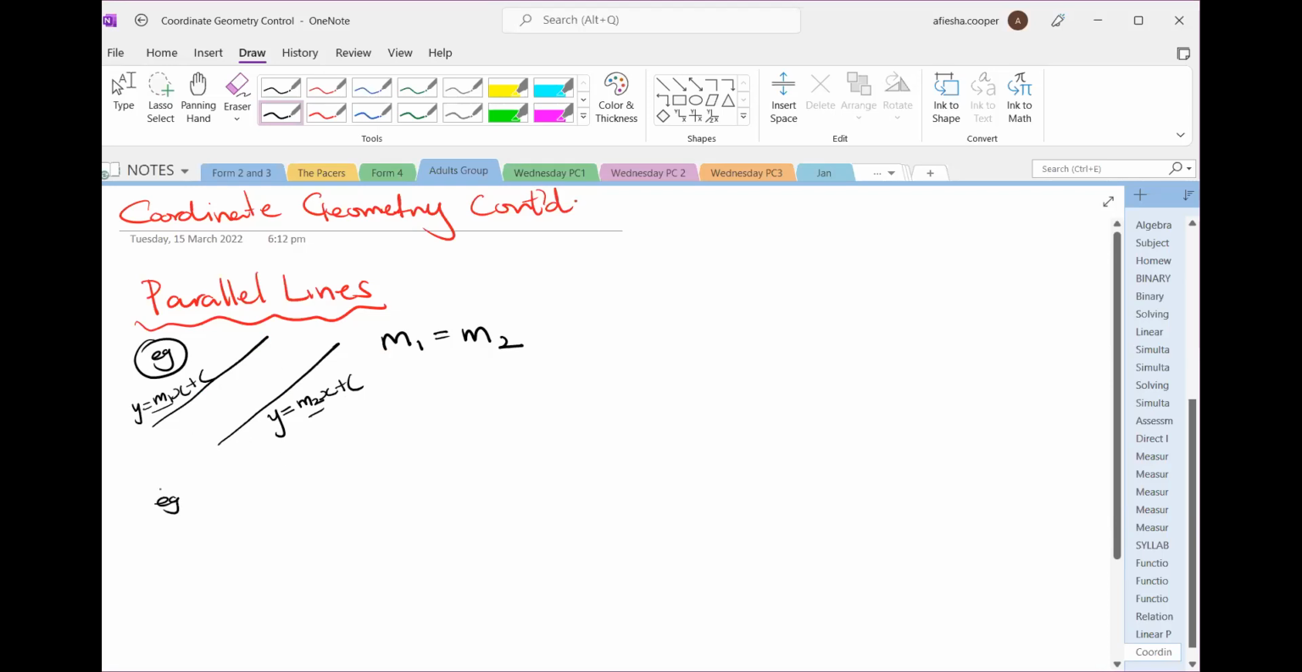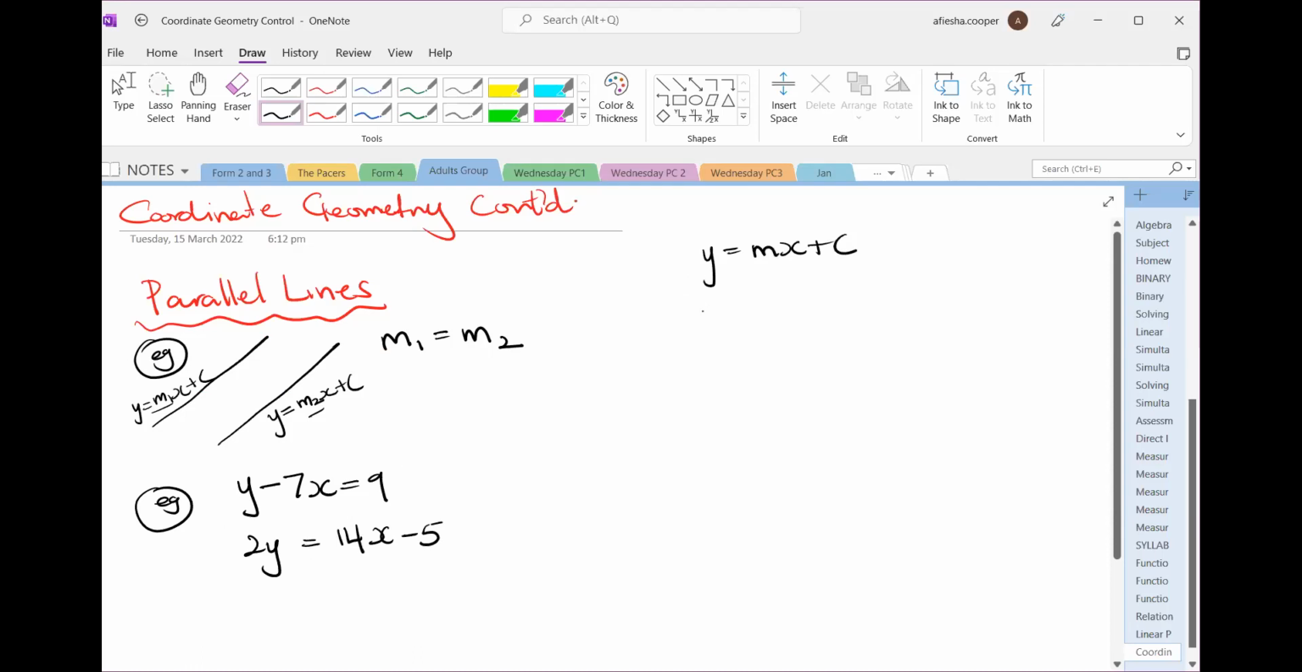So for example, again, we have a line y minus 7x is equal to 9. And we have another line, 2y is equal to 14x minus 5. How do we know if these two lines are parallel? We need to find out if they have the same gradients. And in order for us to find out if they have the same gradients, we need to put them in the proper equation of the line format, which is y is equal to mx plus c.